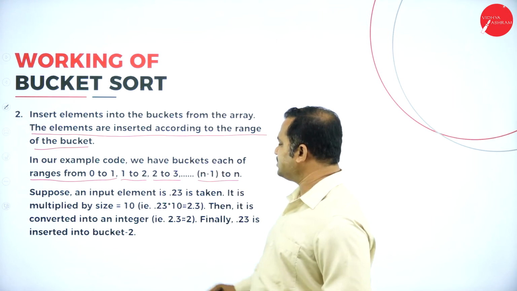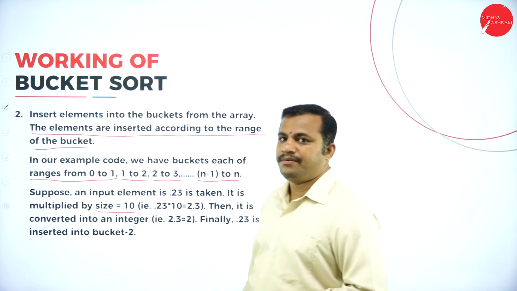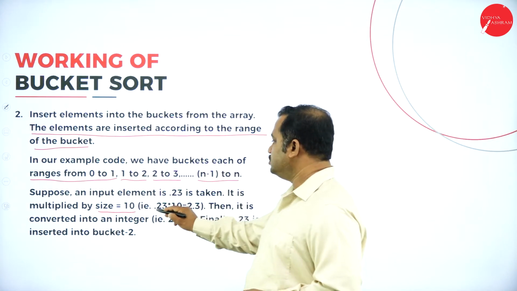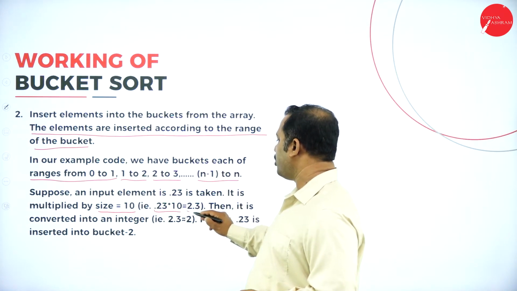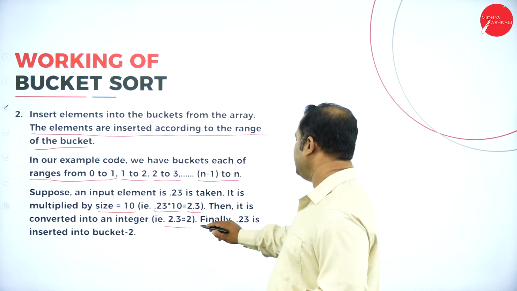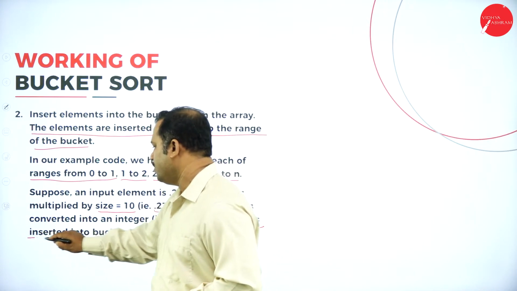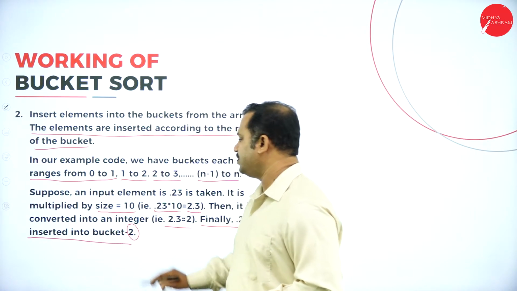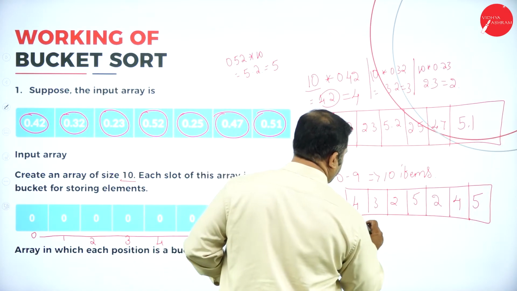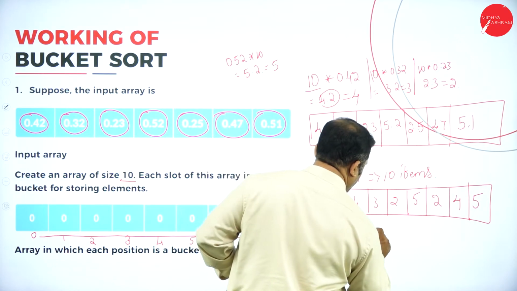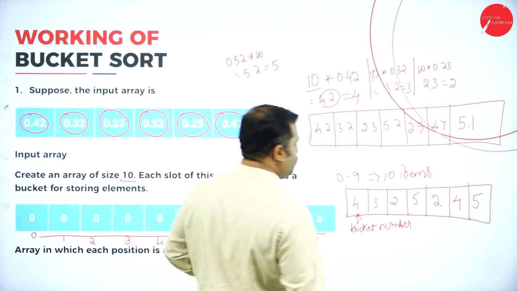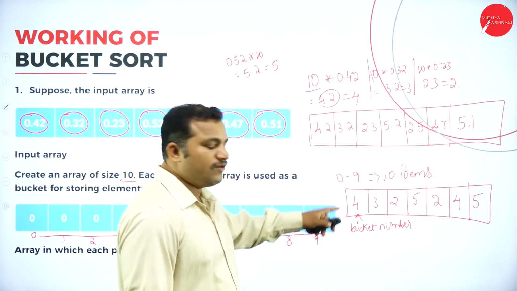So 10 is the size of an array which is initialized to 0 initially. Now 0.23 into 10 leads to 2.3. Then it is converted into an integer, that is 2. Finally 0.23 is inserted into bucket 2, that is bucket number 2. So which defines the bucket number? The bucket numbers are notified here.